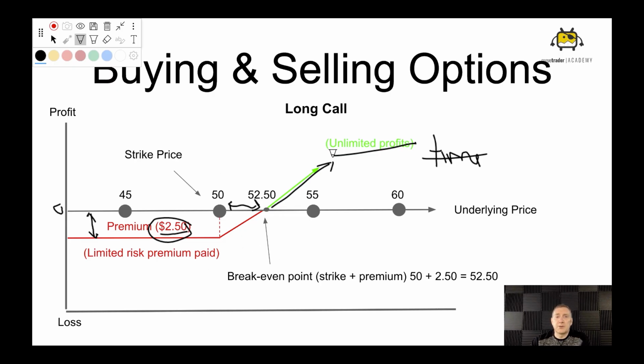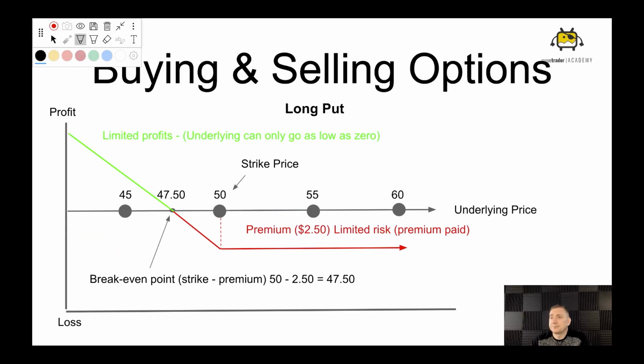So we're very similar on the upside. It's unlimited, but we have limited time. But we don't have the downside risk. If this thing falls to zero, who cares? We'll lose $2.50, and that is it. I hope this is very clear. Here's the break-even point. So it's the strike price that we agreed upon, plus the premium we had to pony up, and that equals our break-even there. Okay? So that's long a call.